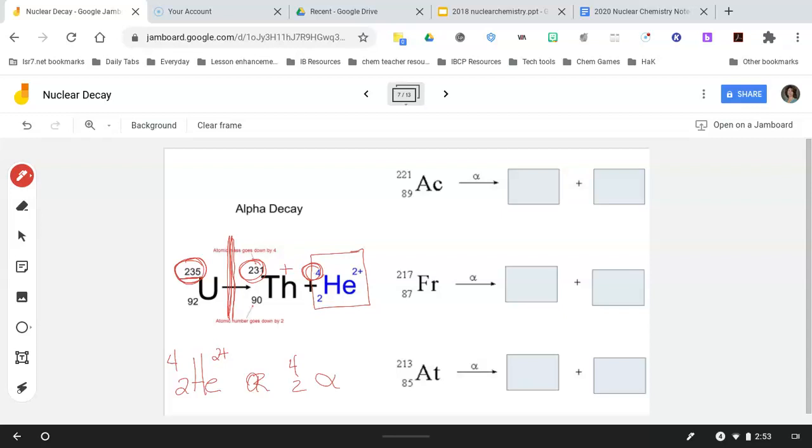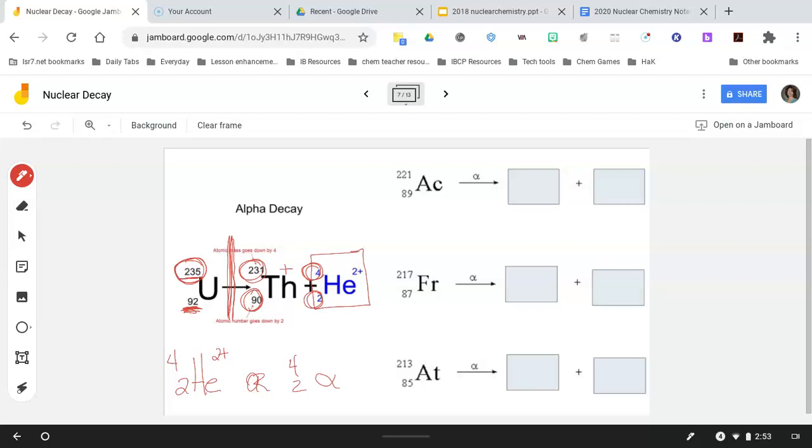On the bottom side, I have the atomic number 92 when I started. At the end, it has to still equal 92. So I've got 90 plus 2 does equal the 92 I began with. And we're going to follow that same process for all of our nuclear decay equations. The top has to be equal on both sides, and then the bottom value has to be equal on both sides.